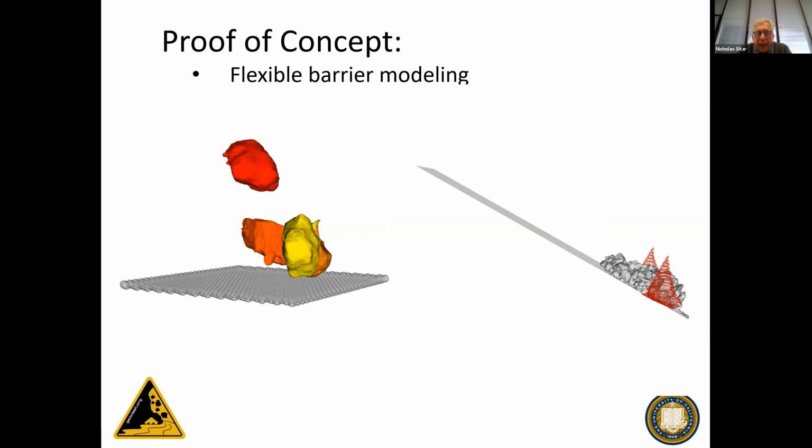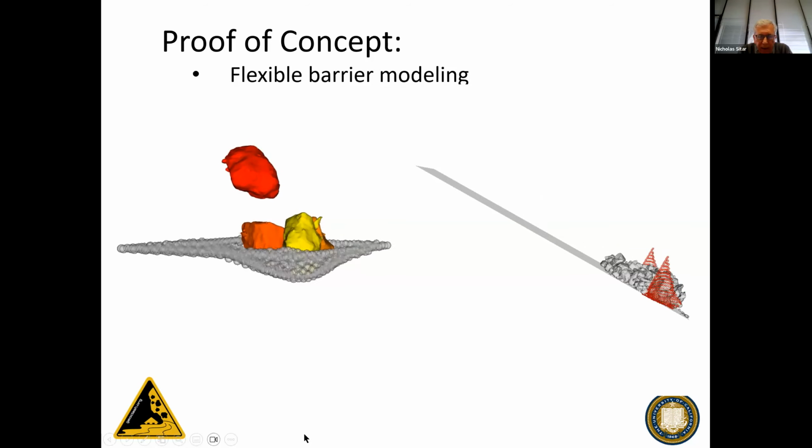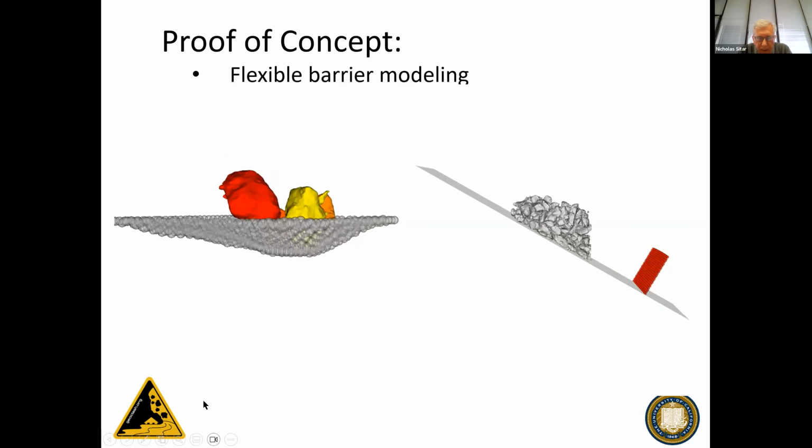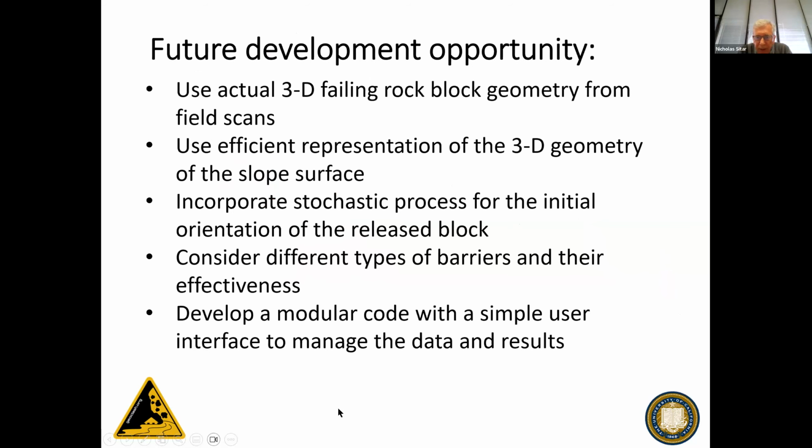Now, in this case, this thing does funny things. Let me see if I get my mouse out of this. Yeah, here we are. The point is that we can model actual 3D falling block geometry. We can start with a 3D shape and represent it quite efficiently. Since it's a very efficient code, we can incorporate stochastic processes so that the initial orientation and initial shape of the block can be modeled.